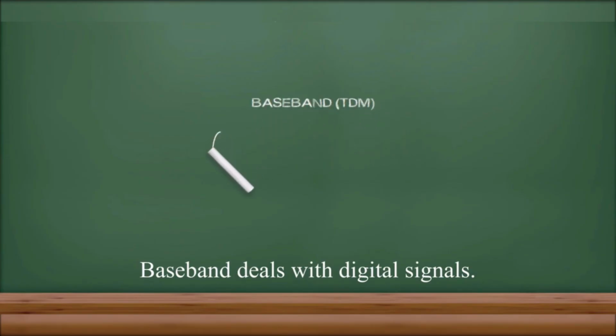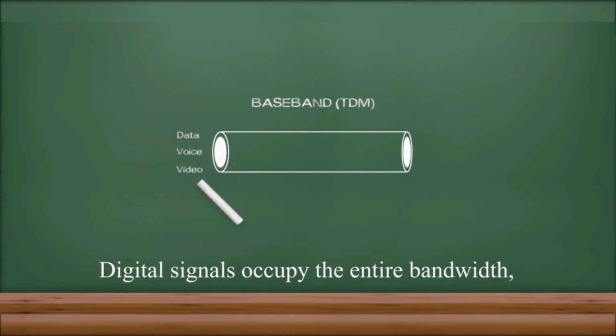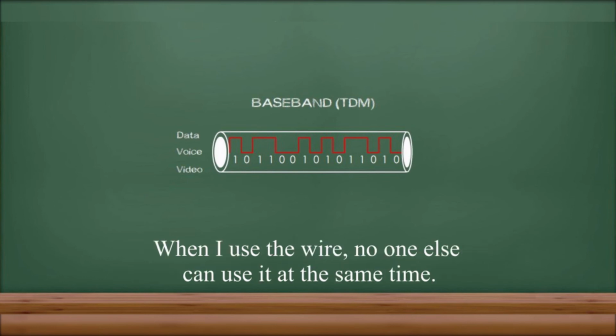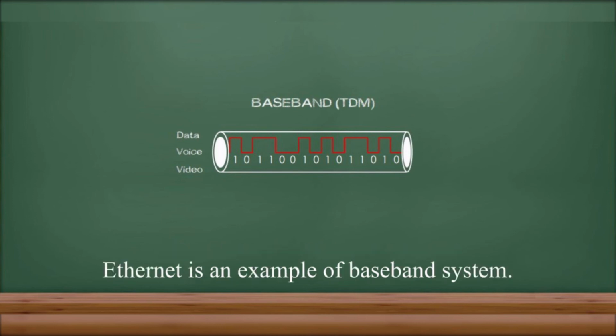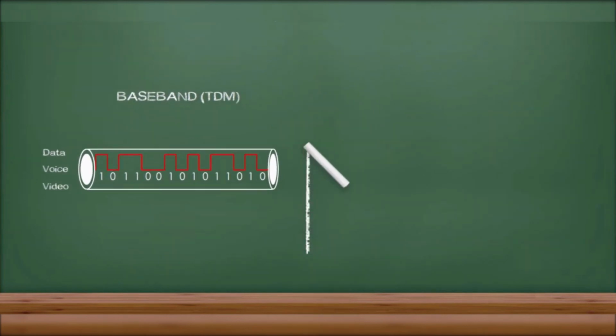Baseband deals with digital signals. Baseband systems can transmit only one signal at a time. Digital signals occupy the entire bandwidth, which means baseband systems require exclusive use of the channel's capacity. When I use a wire, no one else can use it at the same time. Ethernet is an example of a baseband system. TDM and statistical TDM are used in baseband systems.